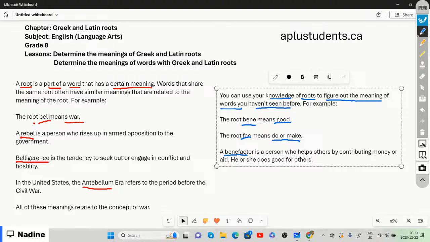So basically we have the root bena, which means good, and we also have the root fact, which means do or make, and we put that together and we get the word benefactor. A benefactor is a person who helps others by contributing money or aid. So we can even say he or she does good for others, and that is a benefactor.